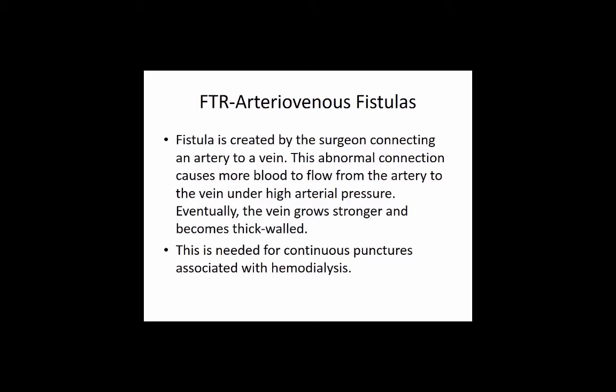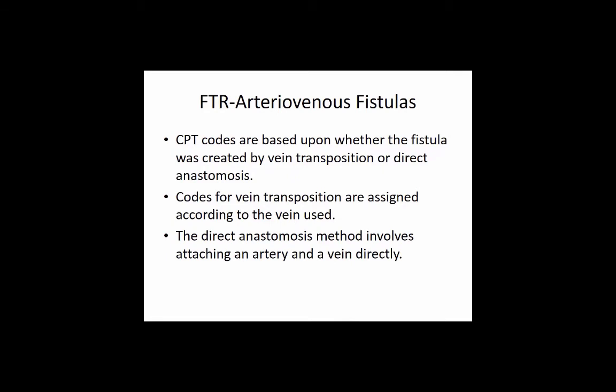So when a patient's getting ready to have hemodialysis, the doctors will oftentimes create this fistula, and it sometimes can take several months to mature. Mature meaning that wall has gotten strong enough and thick enough to withstand those repeated sticks. CPT codes are based upon whether the fistula was created by a vein transposition or direct anastomosis. If it was a vein transposition, the code is assigned according to the vein that was used, and if it's a direct anastomosis method, that is involving attaching an artery and a vein directly.